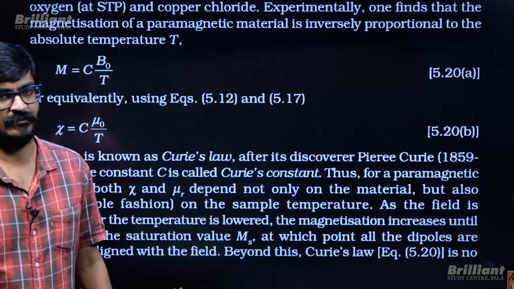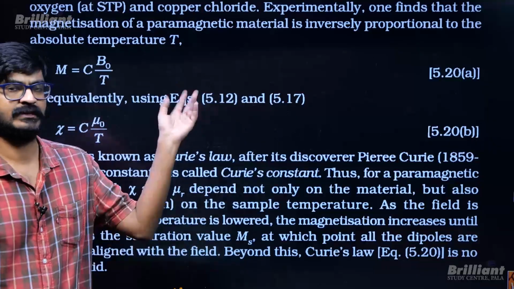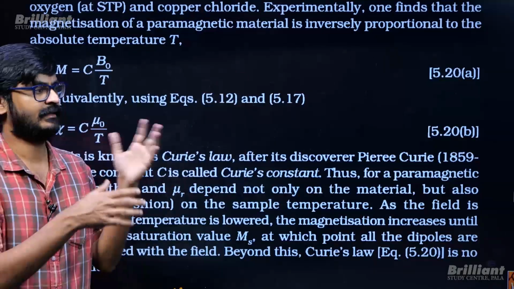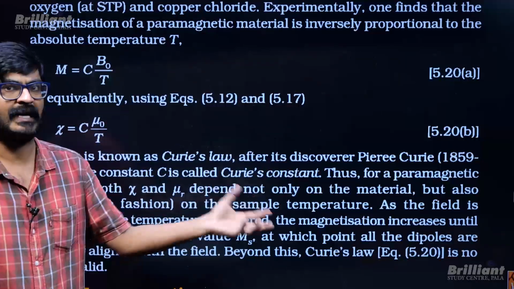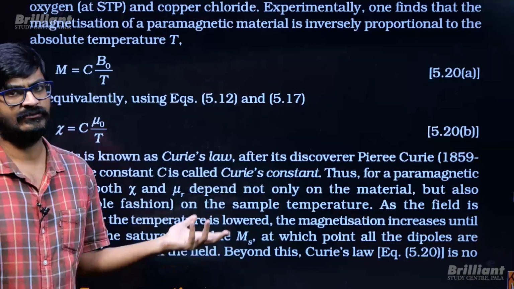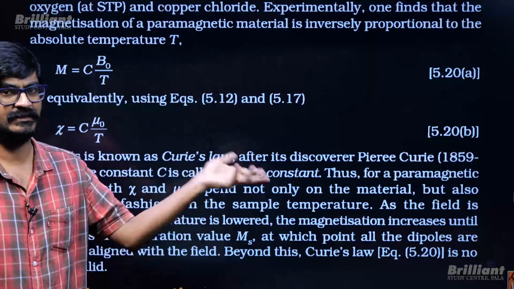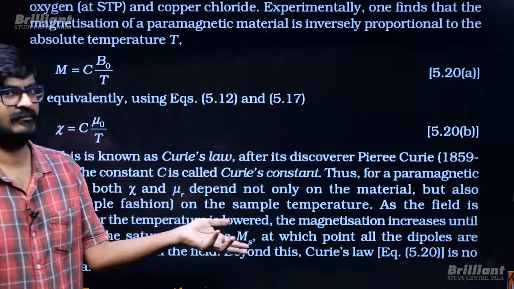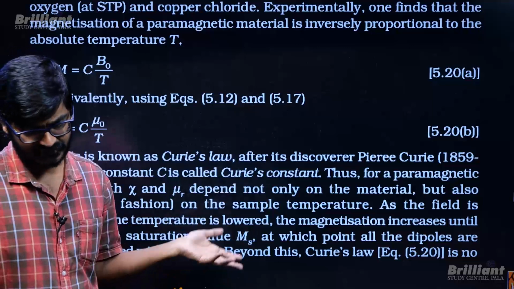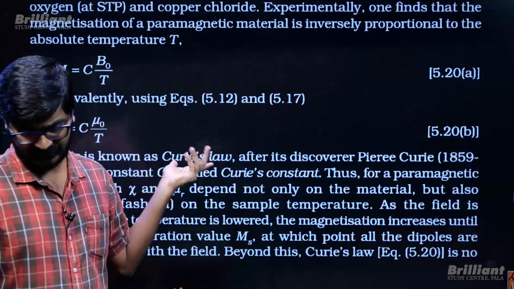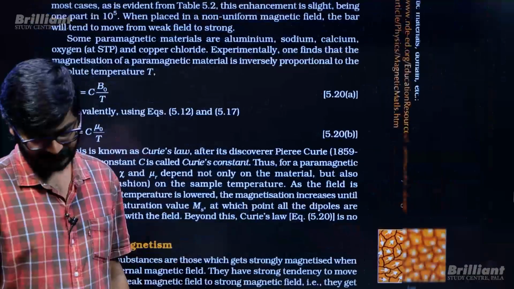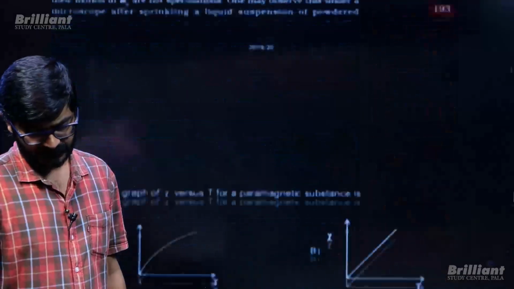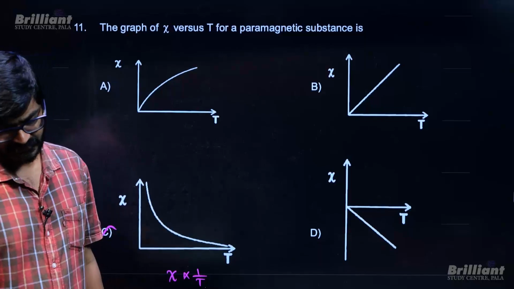In that case, what is going to happen? All the dipoles which are pointing in random directions start aligning in some particular orientation. Once they align, that is the maximum extra magnetic field that can be generated, right? So saturation happens, and after that there is nothing much which can happen. That value is called M S. After that, Curie's law is no longer valid. And we'll see some questions based on that.